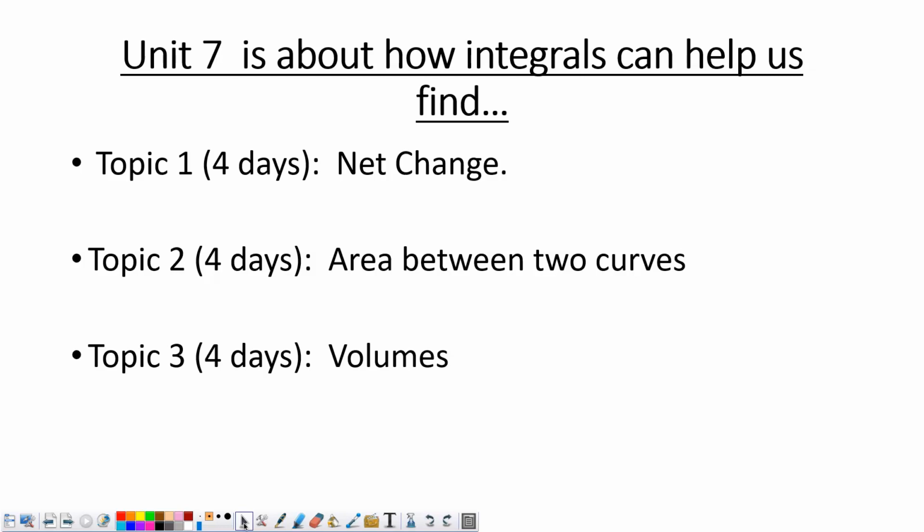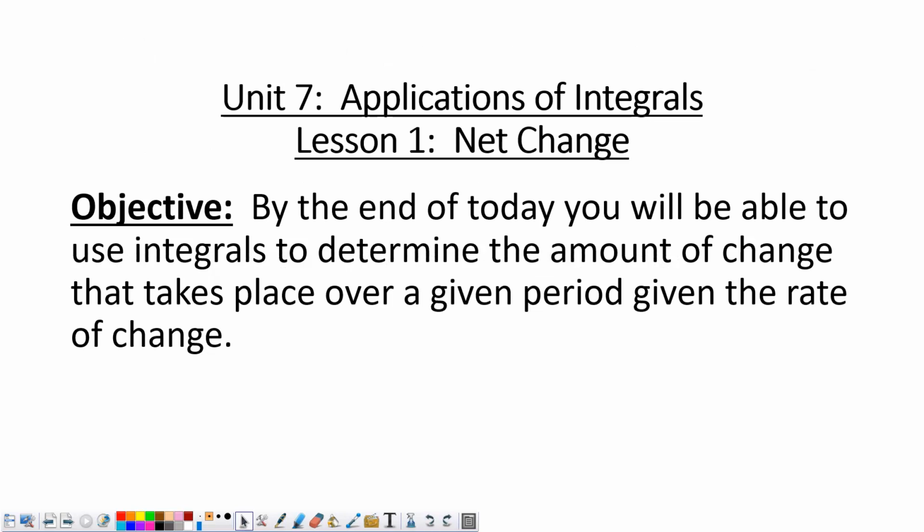Okay? That's one thing. The second topic we'll get to after that lesson of about 4 or 5 days is we're going to look at area between curves. We've done area under the curve, but we haven't done area between 2 curves before. The third thing we'll look at is volumes, how to calculate the volumes of shapes using integrals. So that's our total view there of Unit 7.